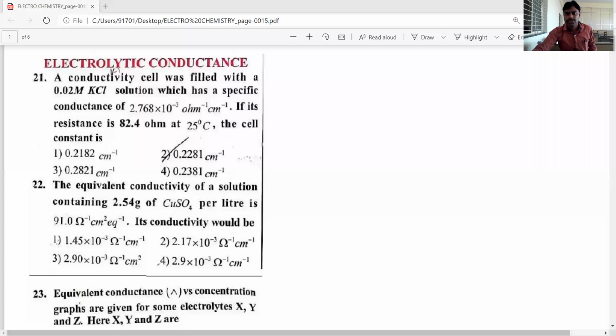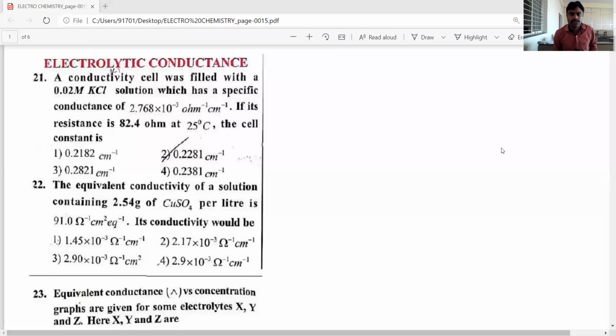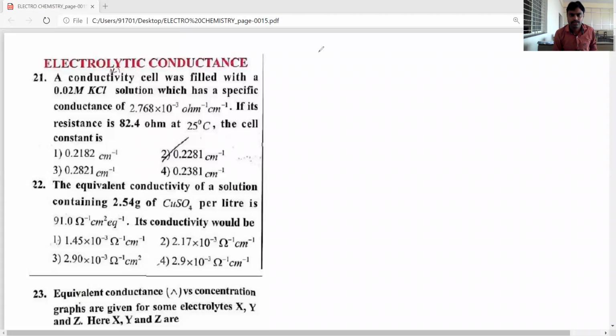Okay, listen dear students. 21st question, how to solve. Now, we need to calculate the cell constant for the 21st question. We know the relation or formula for this question. The important formula is specific conductance: K is equal to conductance into cell constant. And conductance is nothing but 1 by R, so K is equal to 1 by R into cell constant.